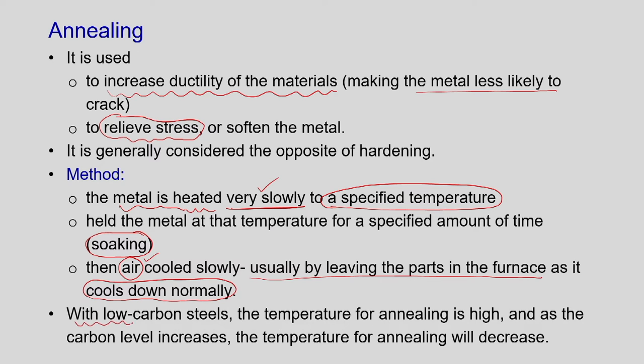When we want to anneal low carbon steel, we are annealing it at temperatures which are quite high in comparison with high carbon steels. So when we try to anneal high carbon steels, or we can generalize the statement, if we increase the carbon percentage inside a ferrous material, then the temperature for annealing will get reduced. So we can work at a lower temperature when the carbon percentage is high.